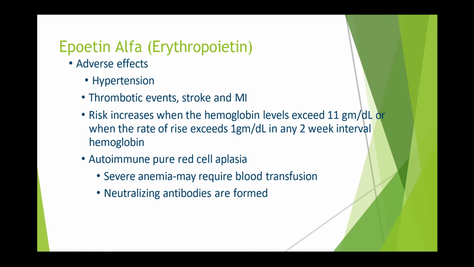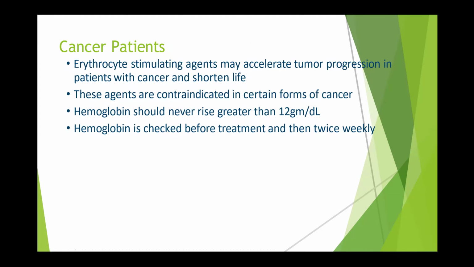Neutralizing antibodies get formed, and it is basically an autoimmune disorder where red blood cells are destroyed. Okay. And that can be a side effect of the epoetin alpha. For cancer patients, the sad part is that sometimes epoetin can stimulate or accelerate tumor progression in patients with cancer and thereby shorten their life. And there's certain cancers that it's contraindicated for patients to get them.